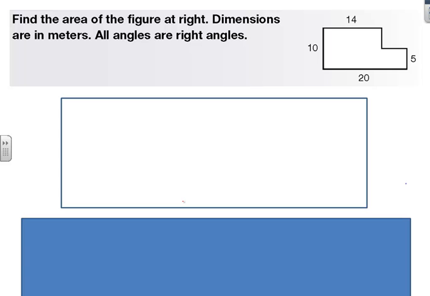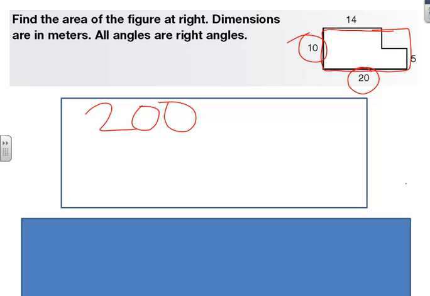I'm going to show you a different way of doing this. This time I'm going to make this my square, the whole thing. And I know that base times height is 20 times 10, which is 200. I've got that. Now all I've got to do is calculate this missing section over here. How much is missing? If I've got 10 over here and 5 here, I know I've got another 5 here. And then 20 minus 14 is 6.